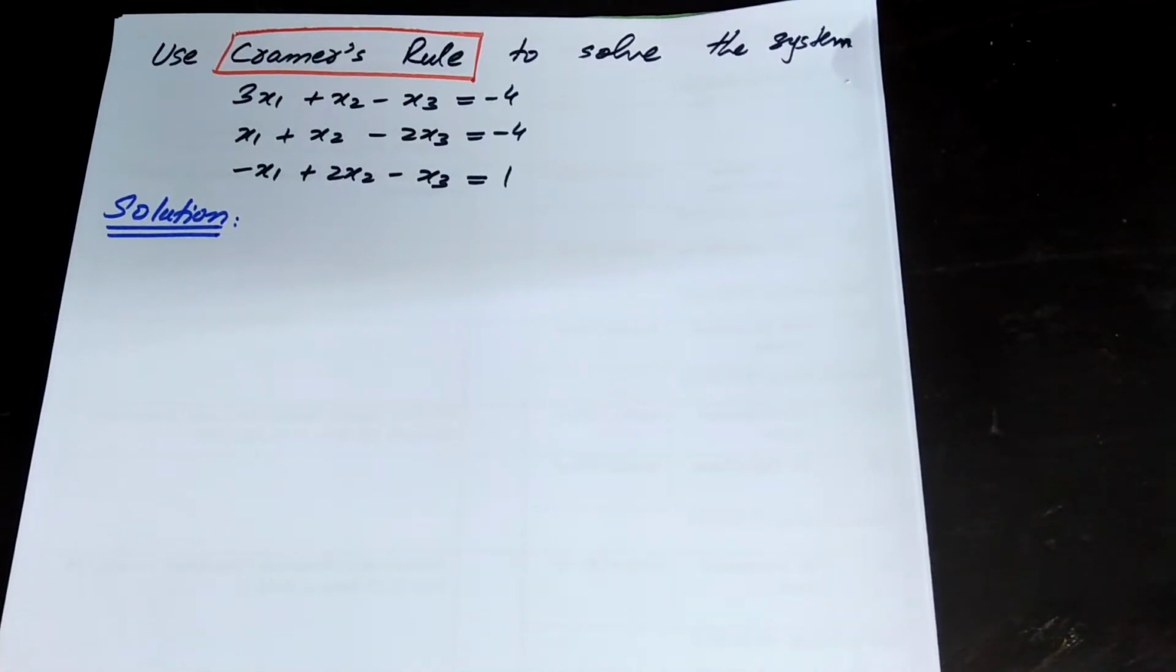In the last video, I showed you how to use Cramer's rule for finding only two variables out of two given equations. Now in this video, I will show you how to use Cramer's rule when you have a system of three equations and three unknown variables, and how you will use Cramer's rule to evaluate those unknown variables.